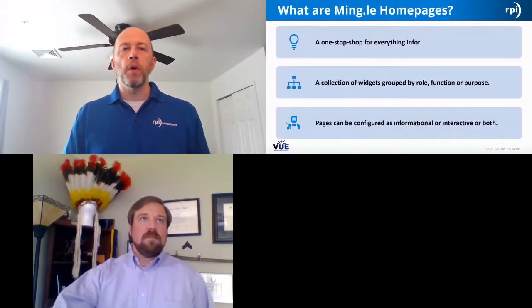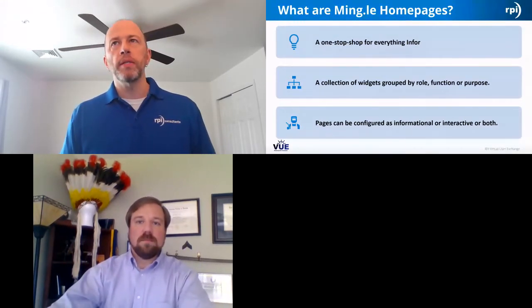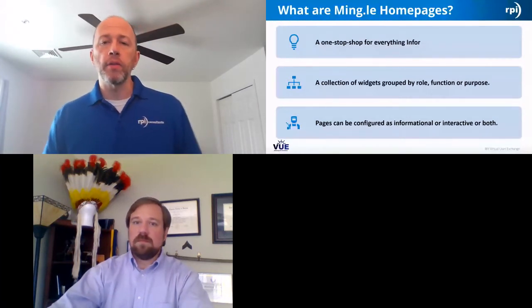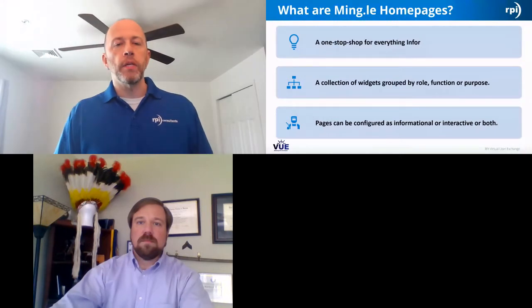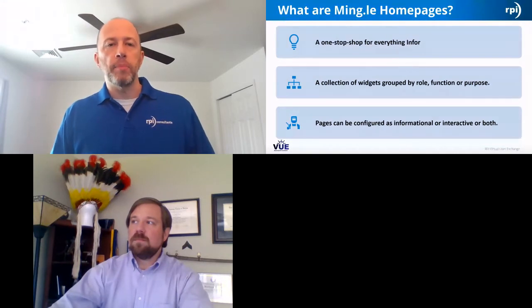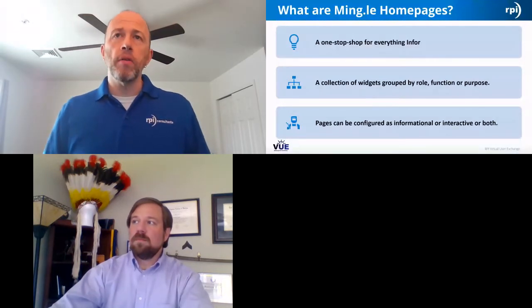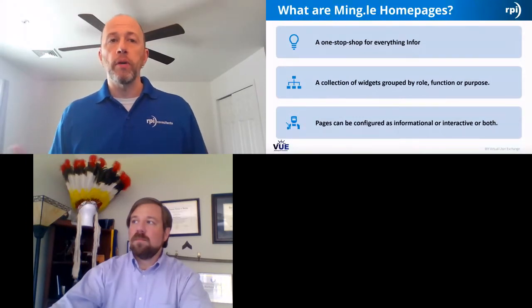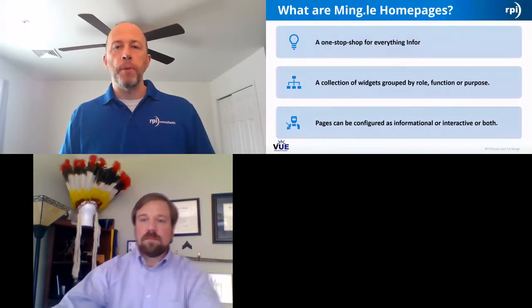So let's start out with what are Ming.le homepages. Infor has designed these Ming.le homepages to be pretty much a one-stop shop for everything in your Infor product suite. So they are links to various components of your different applications. It's a collection of widgets, grouped by role, function, or purpose, with deep links back directly into your applications. And those pages can be configured to be informational, so just displaying a lot of information, or interactive, or some combination of both. And as we get into some of those examples, you'll see some of that play out.